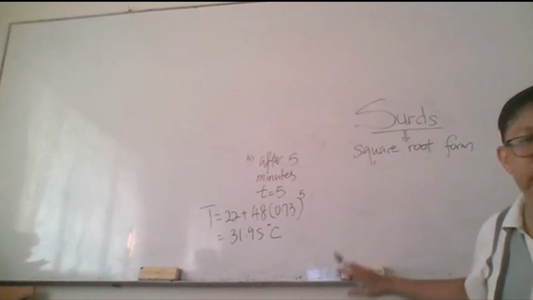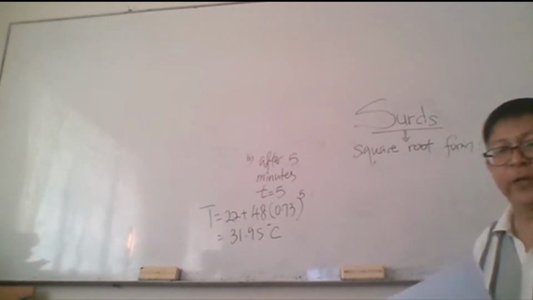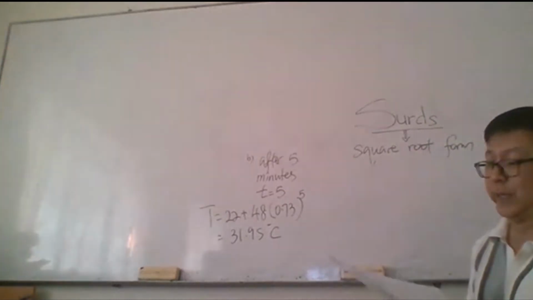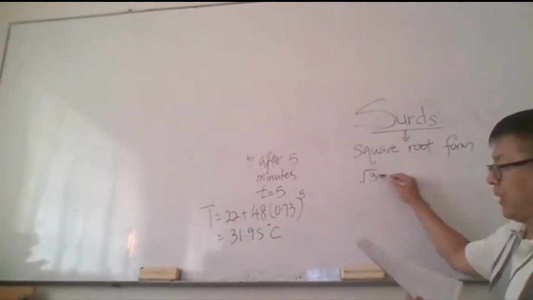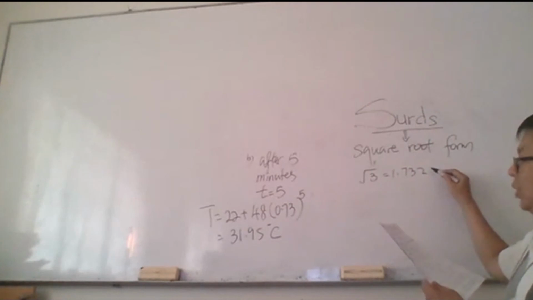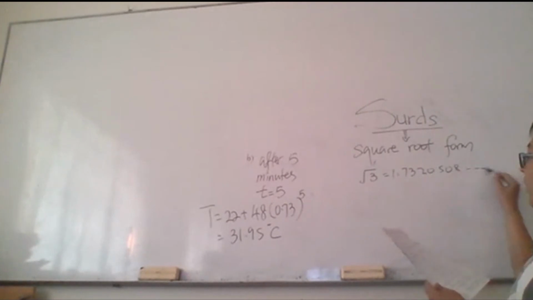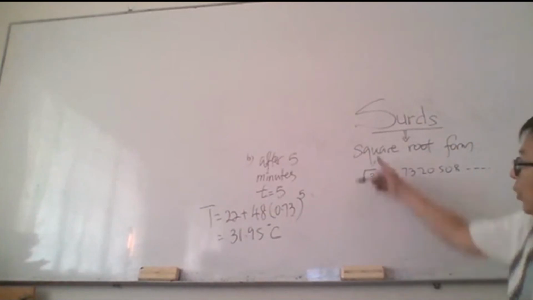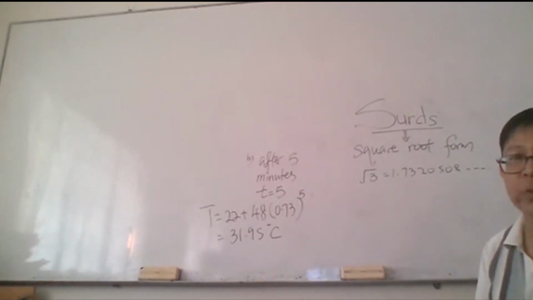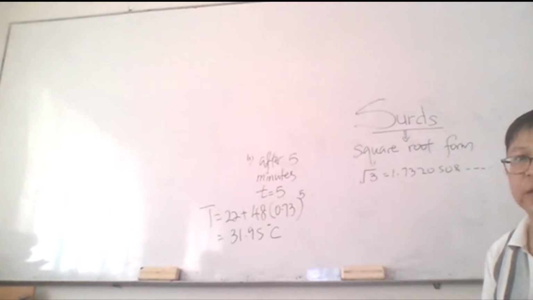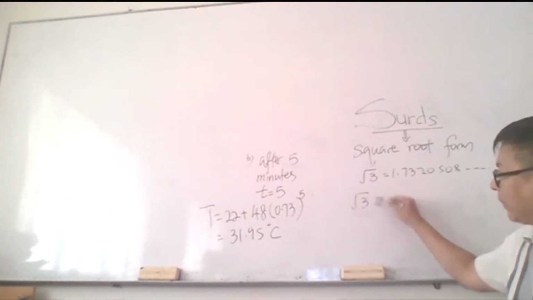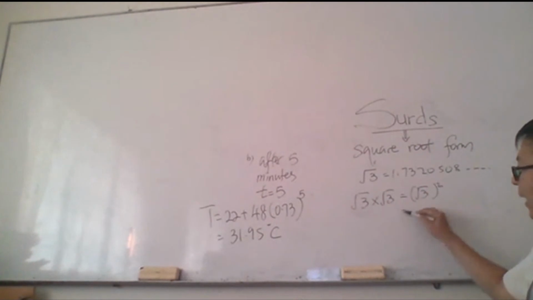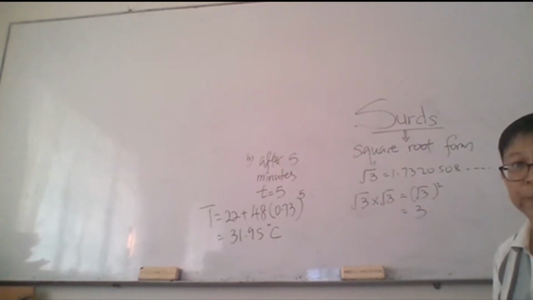So think about that, irrational numbers. Today we are talking about square roots and irrational numbers. Like the square root of 3 is 1.7320508 and so on. These are irrational numbers. But when two irrationals are multiplied together, we can get a rational number. For instance, square root of 3 times square root of 3 is square root of 3 squared, which comes to 3.